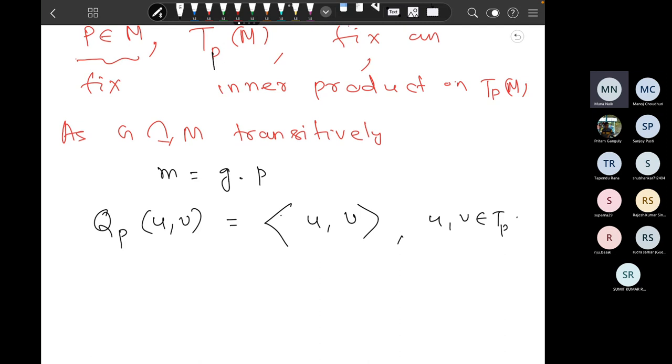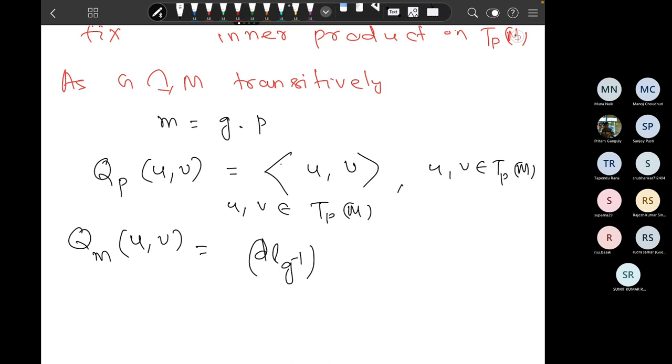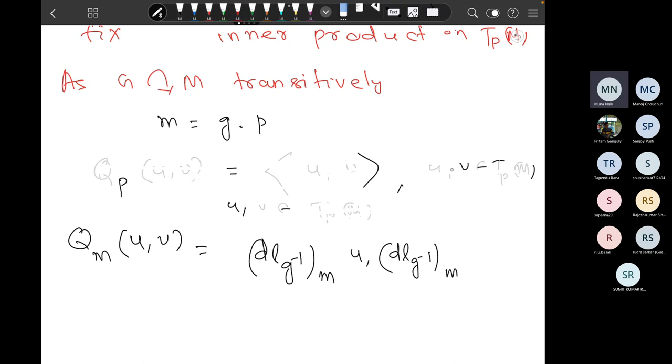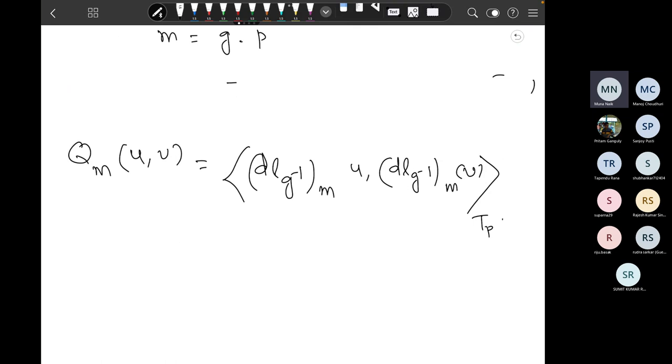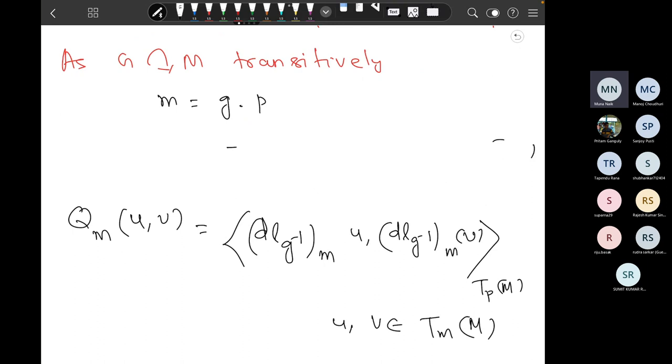So U V belongs to T P M. But you want to define an inner product for every point. So for U, V belonging to T M M, you use that translation. That will be something like d L G inverse at M of U and d L G inverse at M of V, with the inner product on T P M. If you apply d L G inverse to M, you will land inside P, so this belongs to T P M.